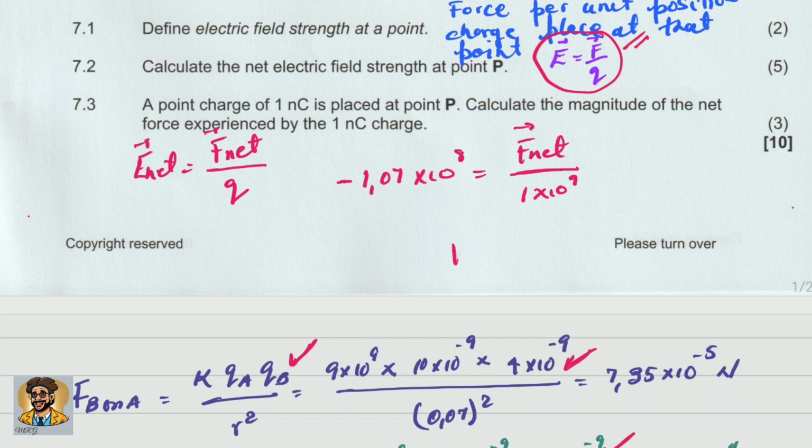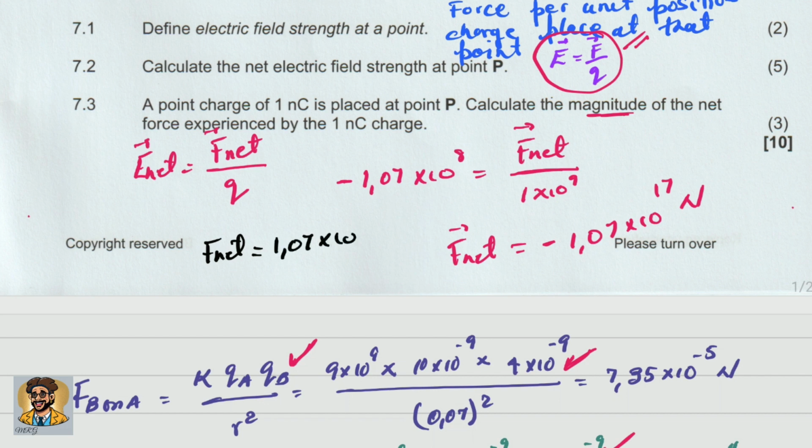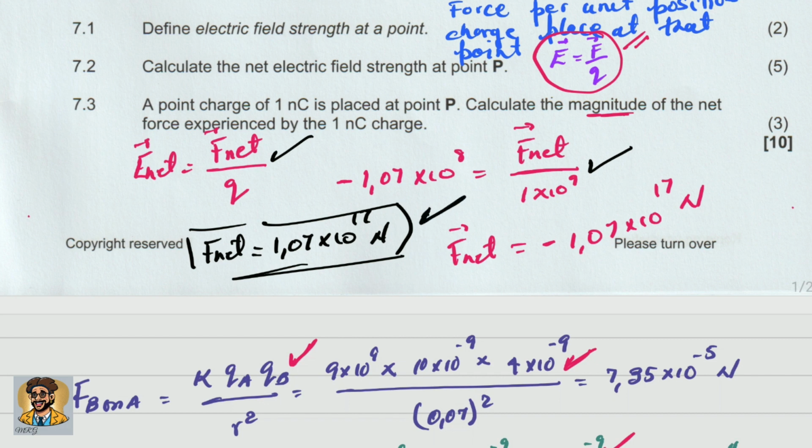We get that the net electric force, they're looking for magnitude, is equal to minus 1,07 times 10 to the 17 Newton. But this minus means direction. They don't want that, they want the magnitude. So the final answer is F net is equal to 1,07 times 10 to the 17 Newton. This is the final answer. 3 marks for this one: 1 for the formula, 1 for the substitution, 1 for the final answer.